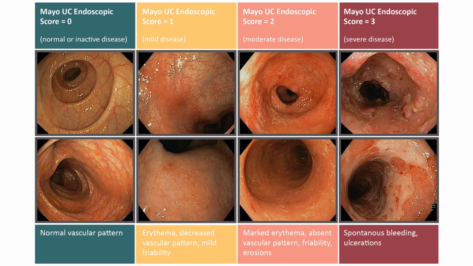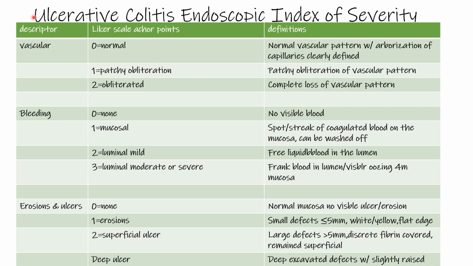So that is the Mayo endoscopy score. Next is the ulcerative colitis endoscopic index of severity. As I've said before, we look at three factors: the vascular pattern, the bleeding, and erosions and ulcers. This is a combination of those, and then you score. I find this more detailed compared to the Mayo score. The Mayo score is easier to grasp, but this is more detailed for understanding.